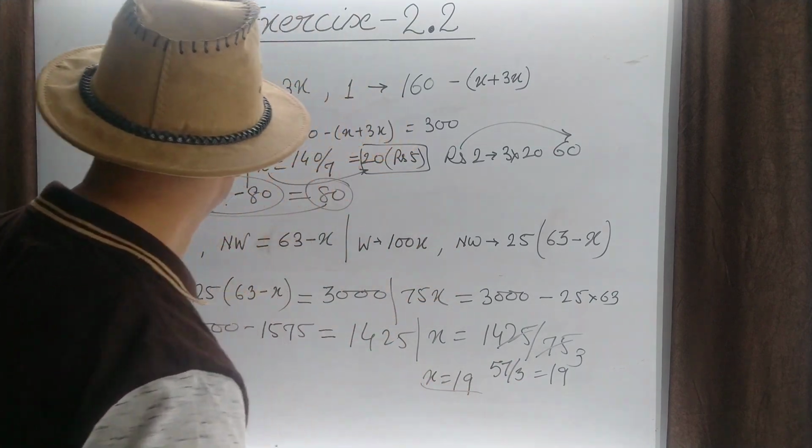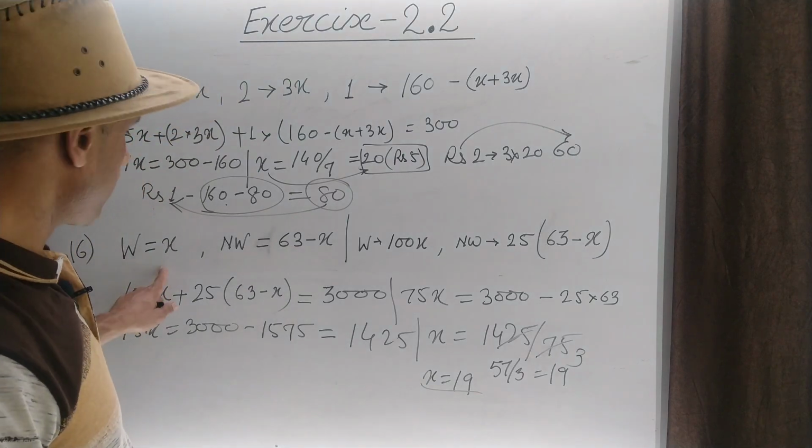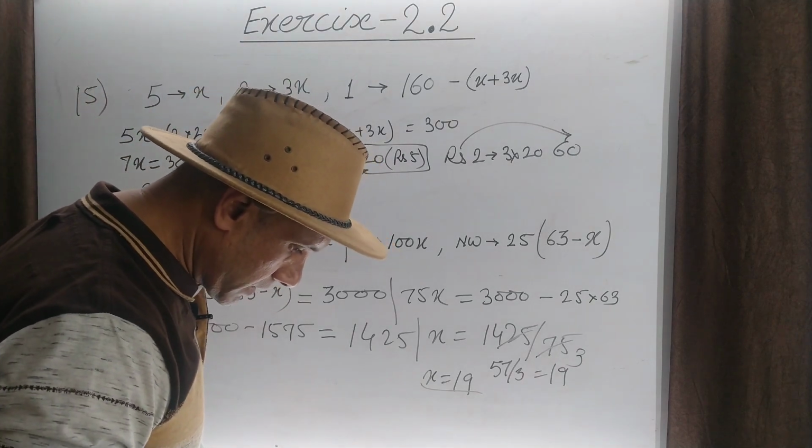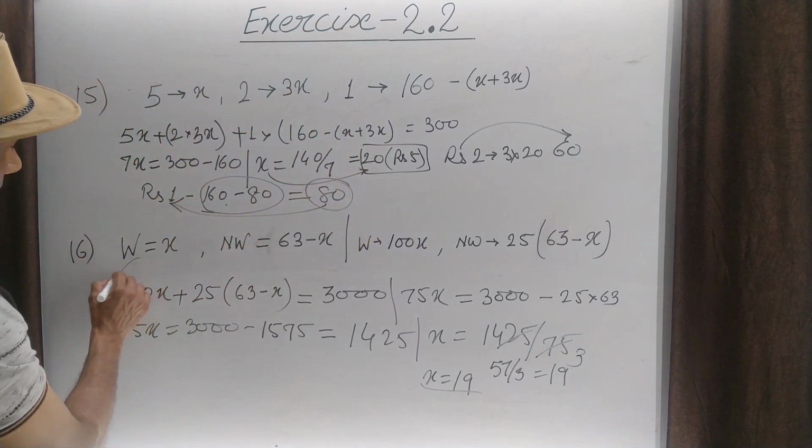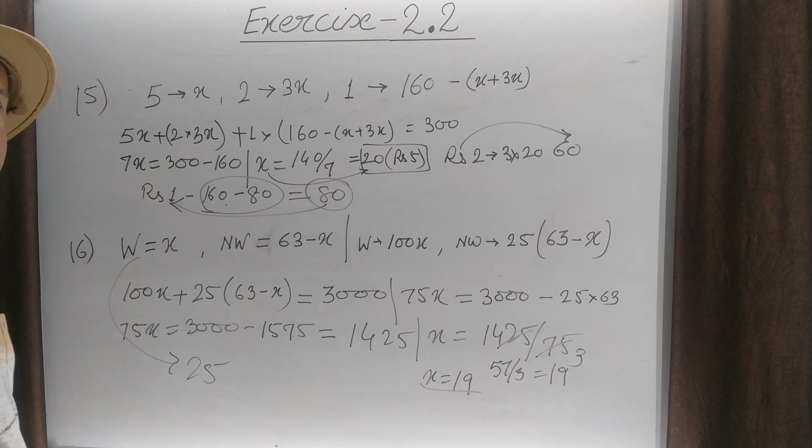And what is x here? x is the number of people who have won the competition. What we have got to find? Find the number of winners. So the number of winners, that is x, is equal to 19.